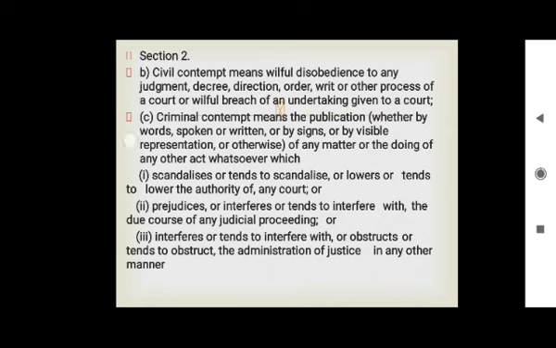Section 2C defines criminal contempt. Criminal contempt means the publication, whether by words spoken or written, by signs or by visible representation or otherwise, of any matter or the doing of any other act whatsoever which, after which you have to see there are three headings given. Do remember these three words: scandalizes, prejudices, or interferes.